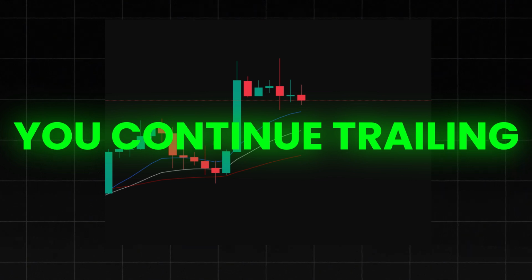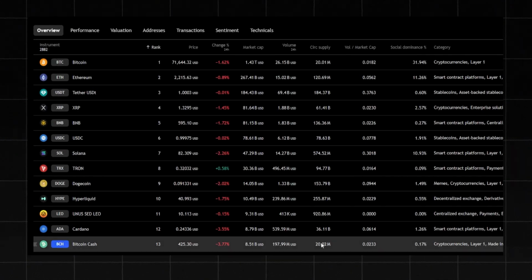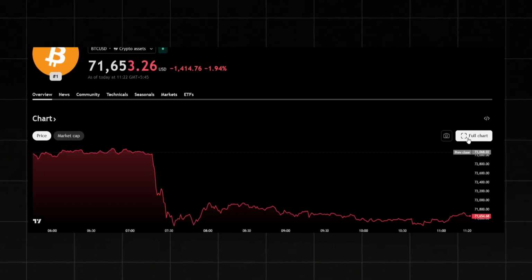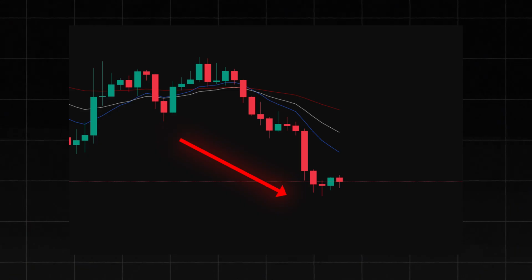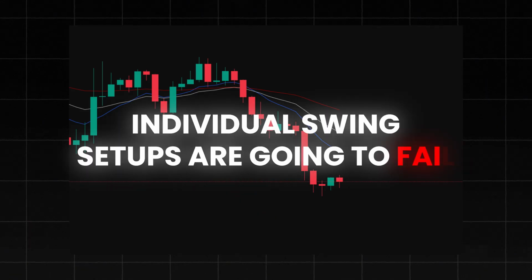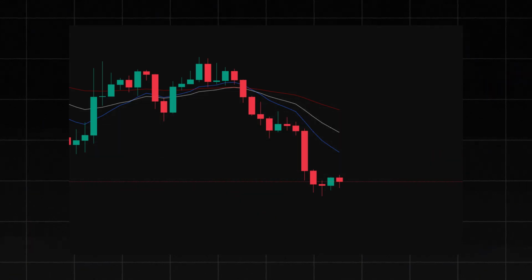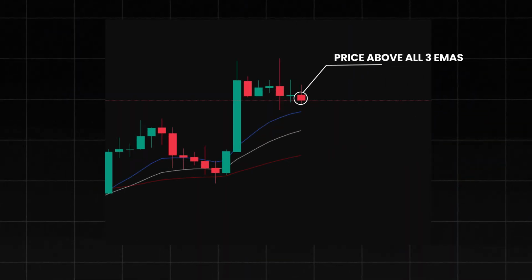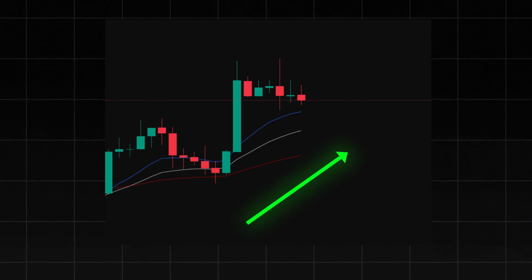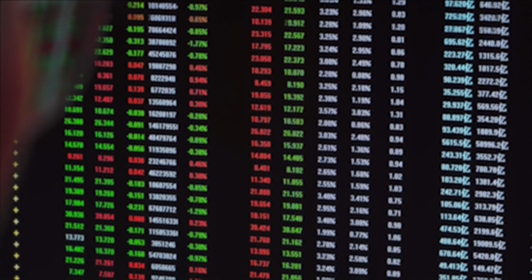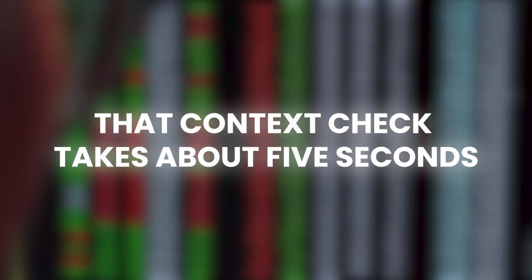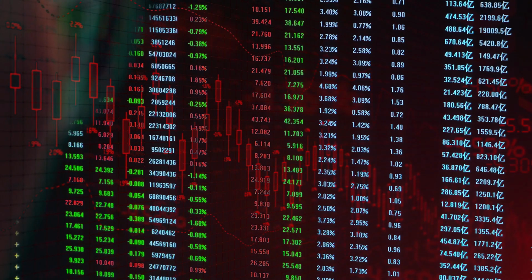You can also use the same three EMAs to read the broader crypto market context before entering anything. Pull up BTC on the daily chart. If all three EMAs are above price and pointing downward, the market is in a downtrend and your individual swing setups are going to fail at a much higher rate. In that environment, the right move is to reduce exposure and wait. When the BTC chart shows price above all three EMAs, with the lines rising and fanning apart, the market environment is favorable and your setups have the broader trend behind them. That context check takes about 5 seconds and it will keep you out of a lot of losing trades.